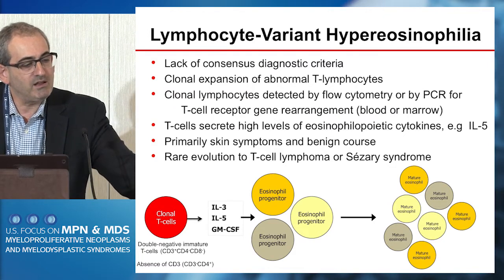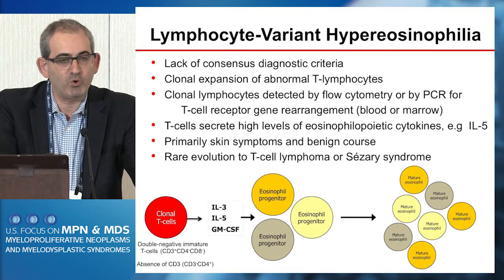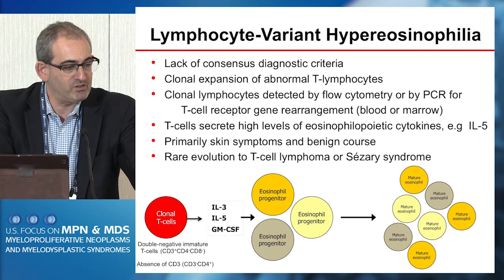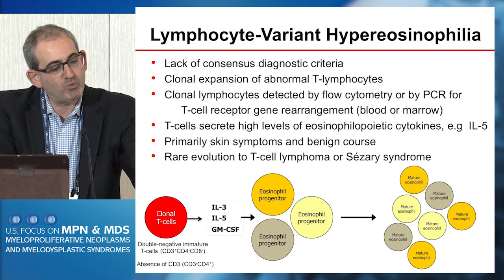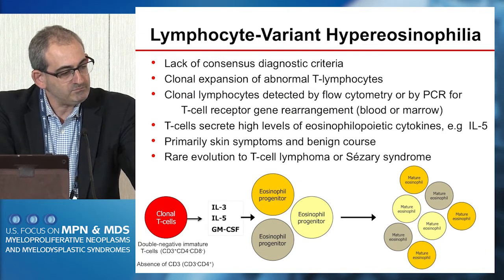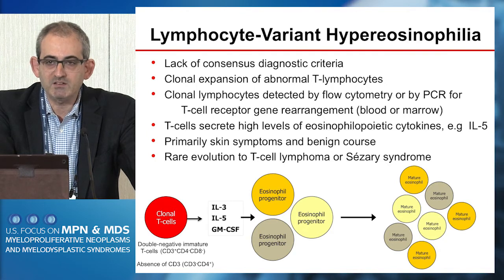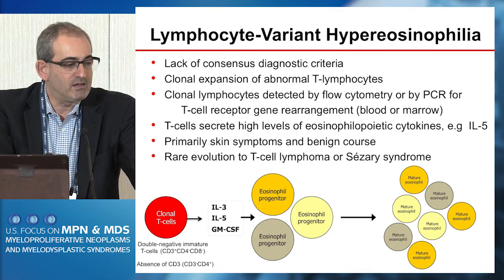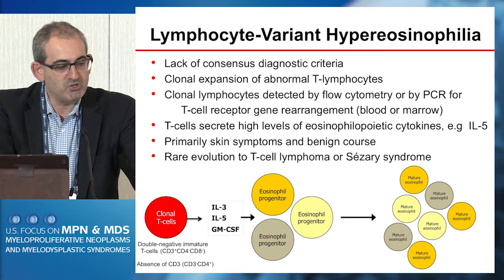Now, this entity here, lymphocyte variant hypereosinophilia, of course, is not a myeloid neoplasm, which is the title of the talk, but I think it's just worth going over it briefly. First of all, this is an entity that's not even formally given any worth in the WHO, and it doesn't have any consensus diagnostic criteria.